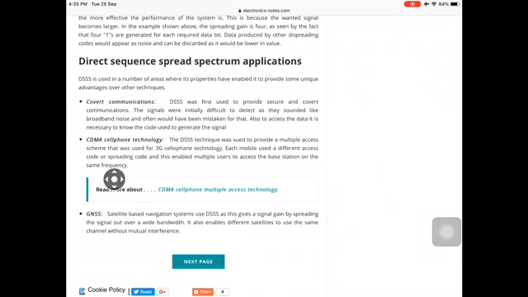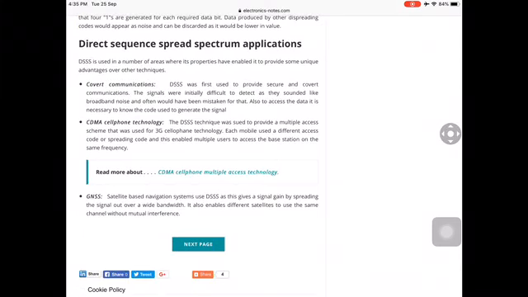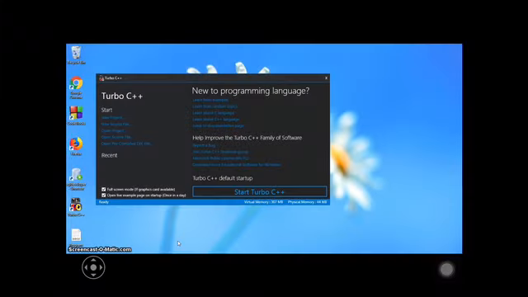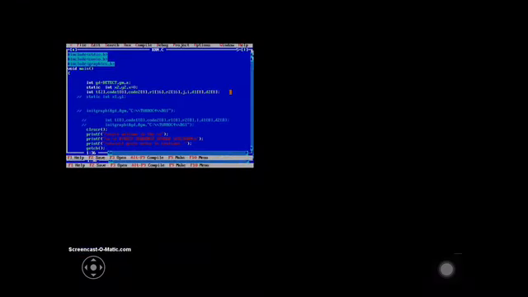Now I will show you the project which I have made. I have made the code of DSSS in the C language, and I will be showing you. Now I am going to explain the code which I have made in C. I have used the file graphics.h. So this is my code.